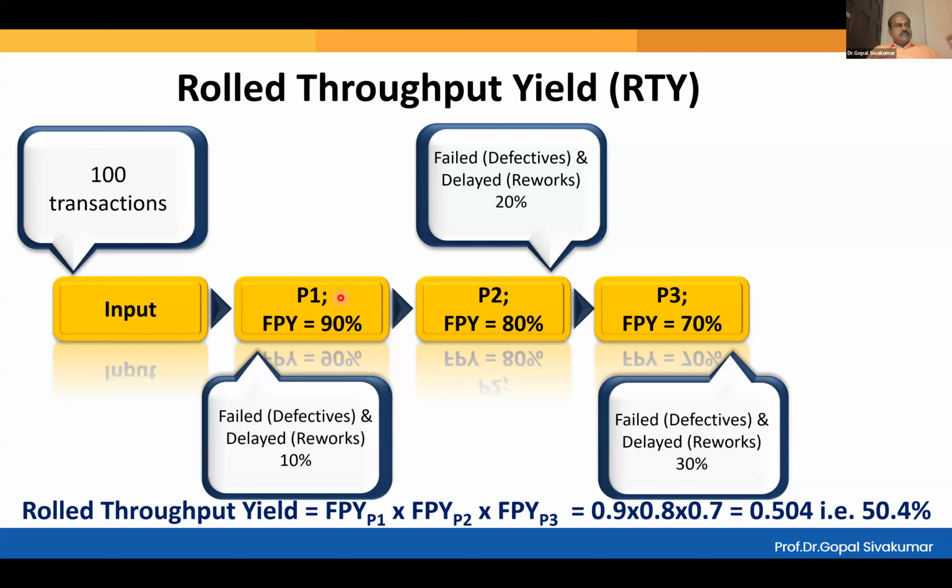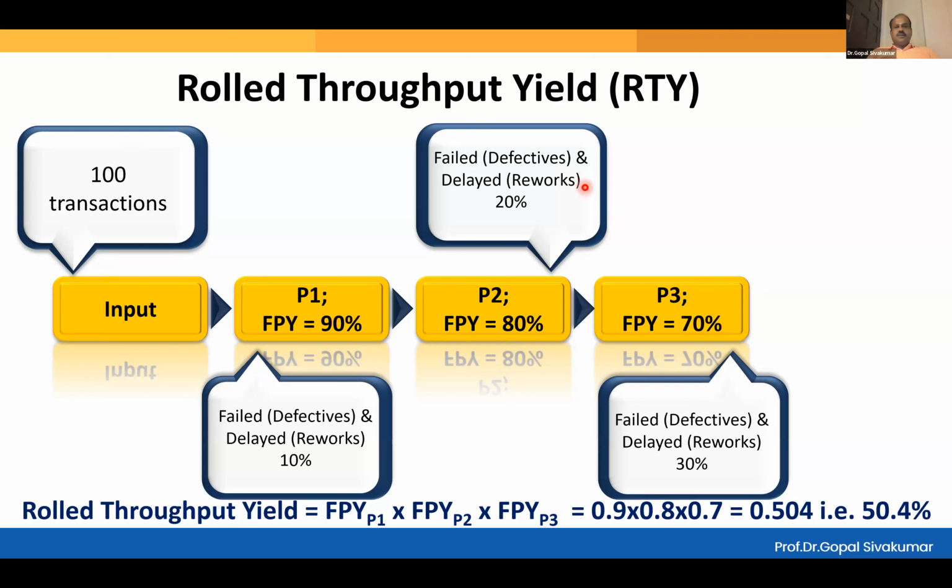Imagine at P1, the first pass yield is 90%. At P2, the first pass yield is 80%. Then at P3, the first pass yield is 70%. Now my interest is, what will be the overall yield? If you want to calculate the overall yield, the formula is final output divided by initial input. How much is the final output here? 70%. In terms of percentage, it is 70.